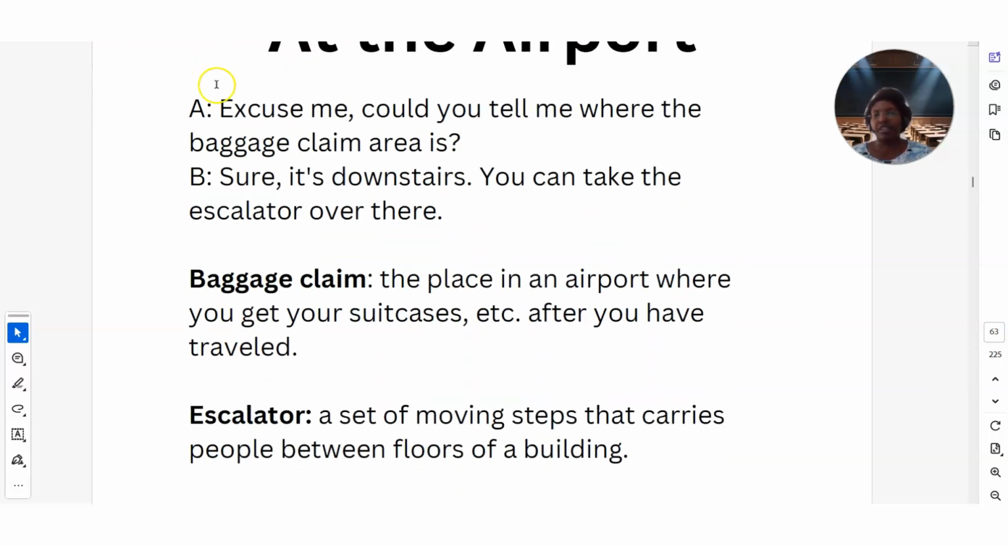So for example, person A would say, "Excuse me, could you tell me where the baggage claim area is?" Person B, "Sure, it's downstairs. You can take the escalator over there."